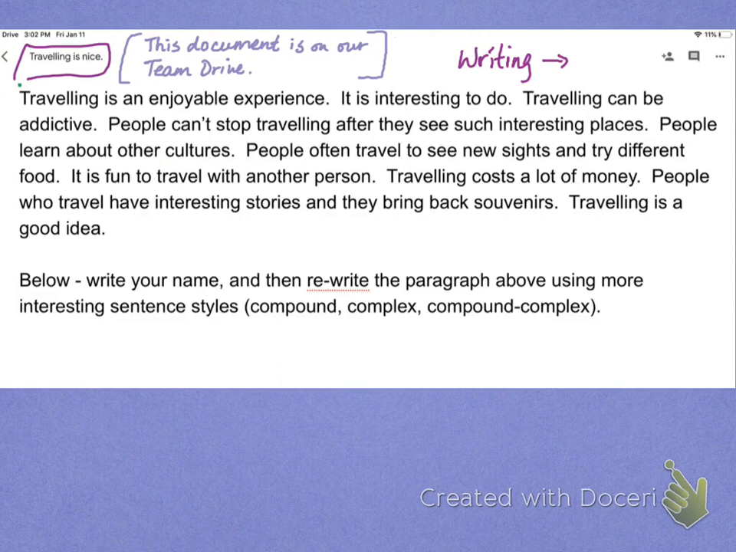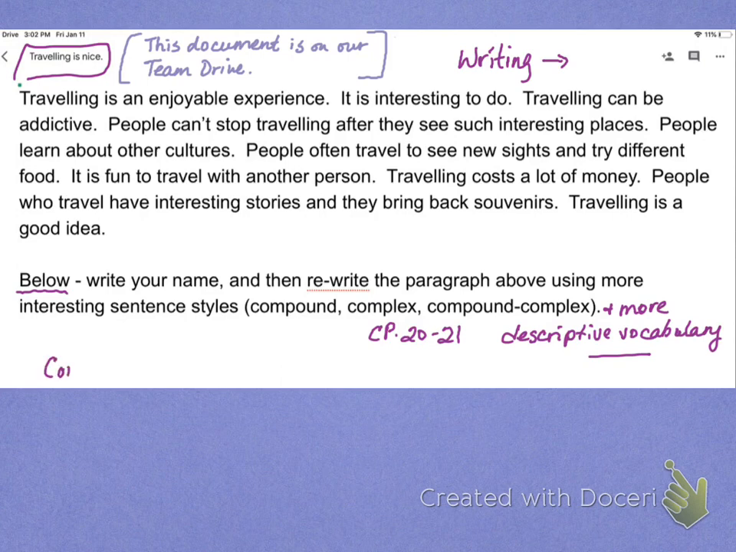And what I want you to do is I want you to rewrite this paragraph using more interesting sentence styles, compound, complex, or compound complex. And again, these are found in your course pack on page 20 and page 21. And I also want you to use more descriptive vocabulary. Okay. So on the Google Doc, it says below, write your name and then rewrite the paragraph above using more interesting sentence styles and more descriptive vocabulary. So what you can do is just copy and paste the paragraph above and then write your name.